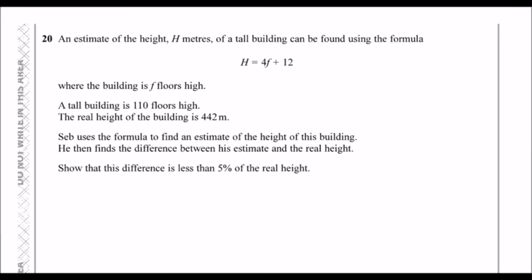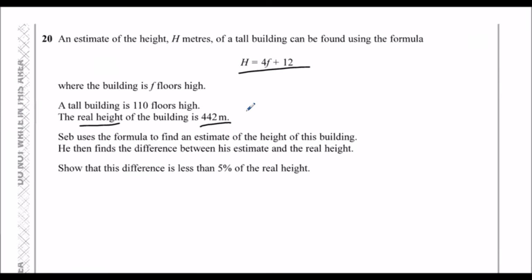Question 20. An estimate of the height, h meters, of a tall building can be found using the formula, where the building is F floors high. So h, the height of the building, is 4 times the number of floors plus 12. A tall building is 110 floors high. The real height of the building is 442 meters. Seb uses the formula, so this formula, to find an estimate for the height of the building. He then finds the difference between his estimate and the real height.